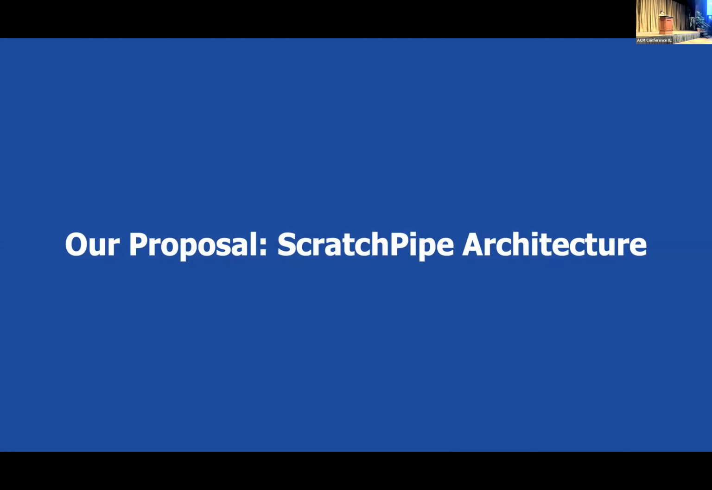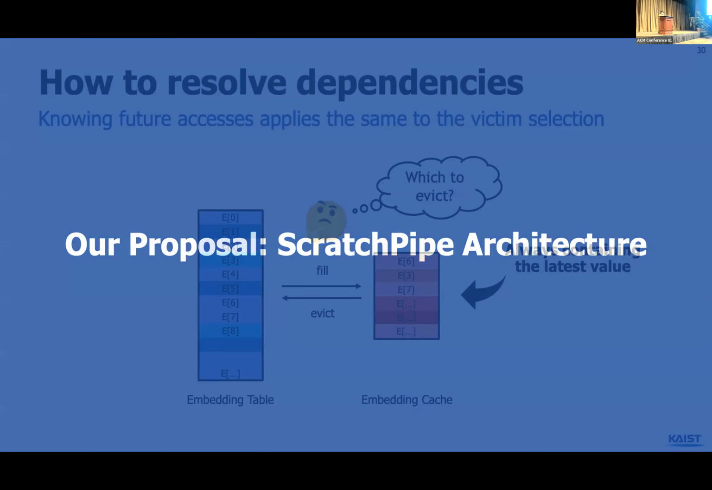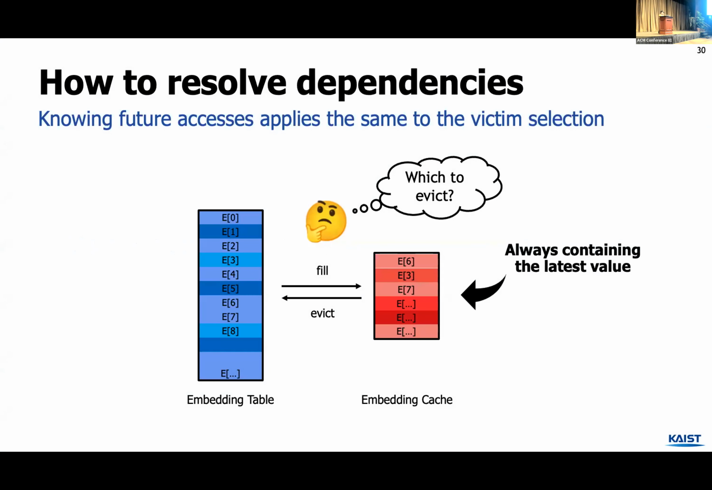Our final proposal, ScratchPipe, solves all the dependency problems encountered in the Strawman architecture and enables fully pipelined execution. We named our proposal ScratchPipe, as our proposed solution utilizes the GPU memory as a fast scratchpad memory to store the hot embedding entries.